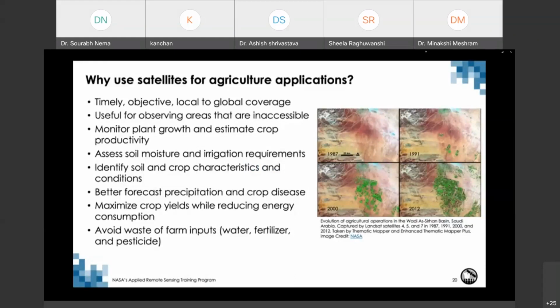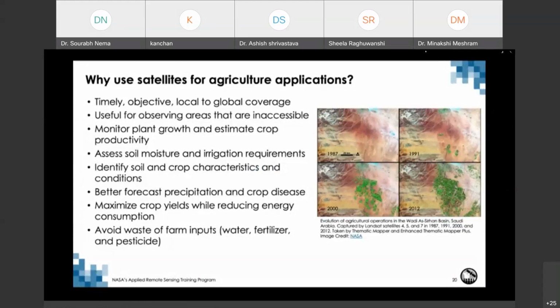Now that we've covered some history, let's go over why satellites are useful for agricultural applications. Some examples are below. Satellites provide timely, objective, local, regional, to global coverage. They are useful for observing regions of the planet that are inaccessible. They can be used to monitor plant growth and estimate crop productivity.